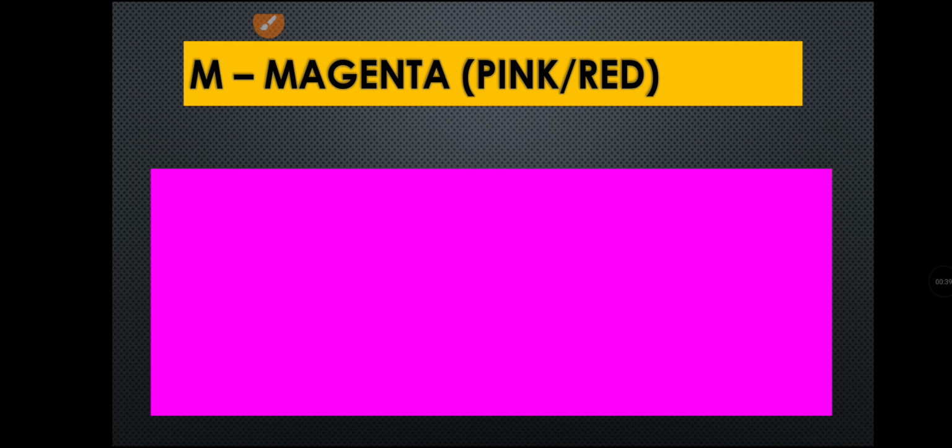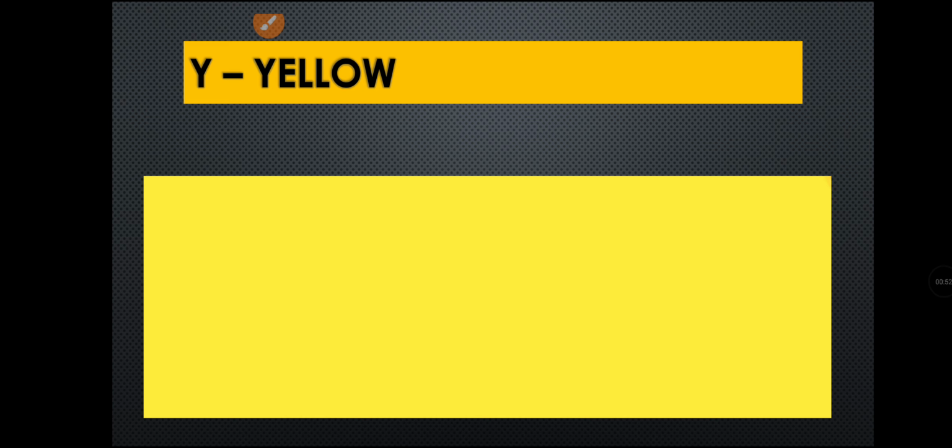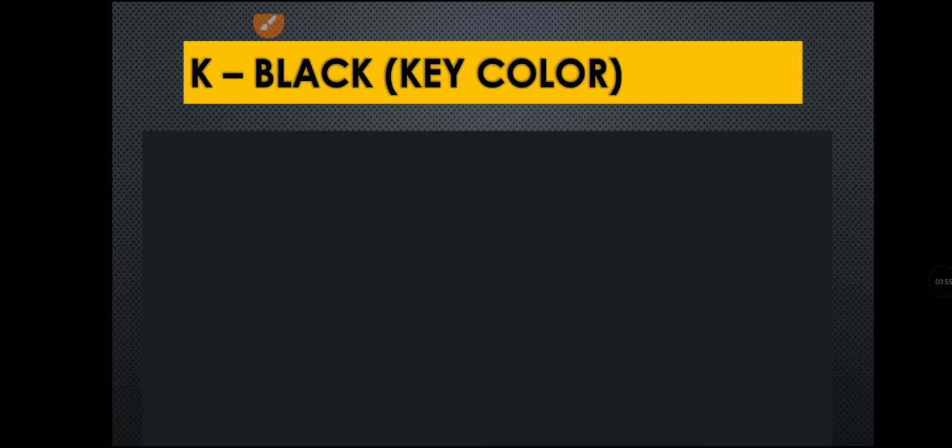And the next one is M. After C, M is magenta. Magenta is a mixture of pink and red color. In that case, we get this color that you are observing on the screen. This is magenta color. The third one, everybody knows, is yellow color, and the fourth one, everybody knows, is black color.